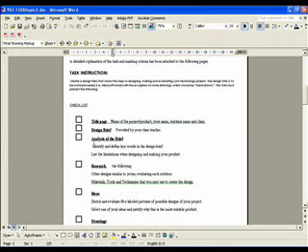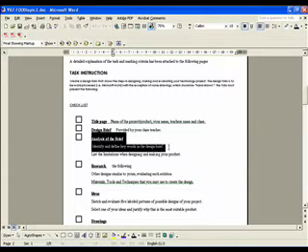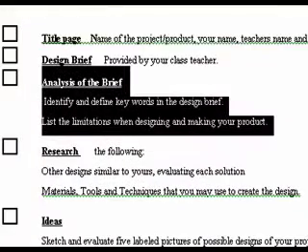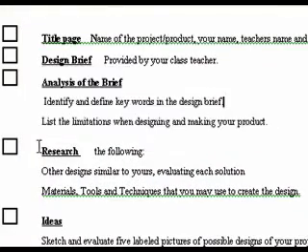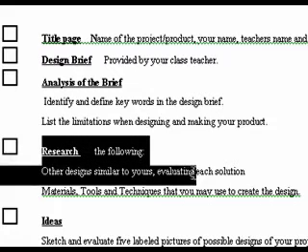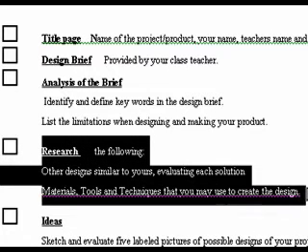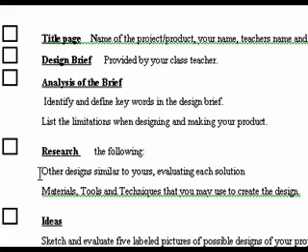Now we're onto the research section, which is quite a bit bigger than the analysis of the brief. First thing we need to do is research some other designs similar to ours. So if we're doing, say, a timber jury box, we need to go and investigate other timber jury boxes that are out there, that are currently available on the marketplace.